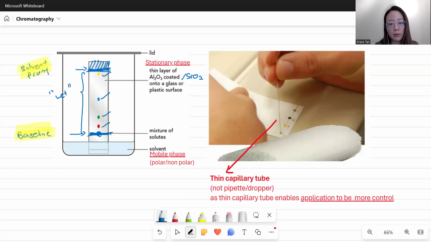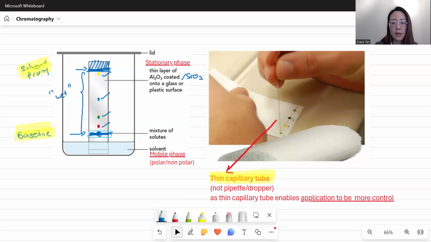The next important thing that I want to bring up is the word thin capillary tube down here. Now, there was a Paper 5 question that asked how do we place our mixture of samples on the baseline, which is here. So you can look at my cursor here. They ask, how do you put? They actually ask something about a thin capillary tube. Now, the correct answer is you have to use a thin capillary tube.